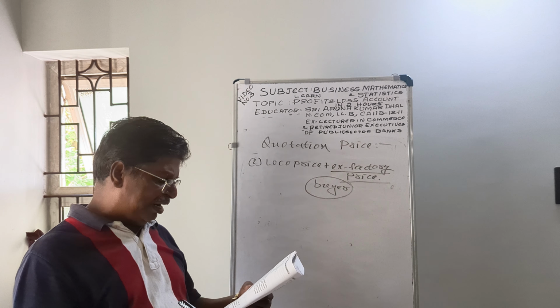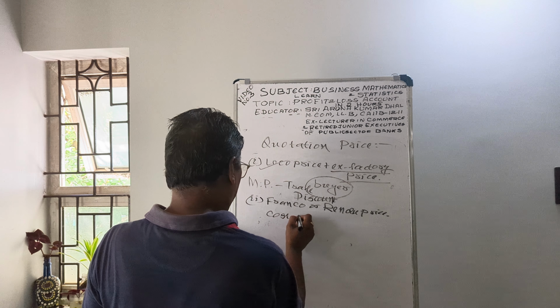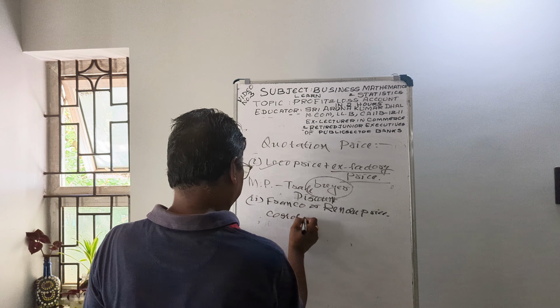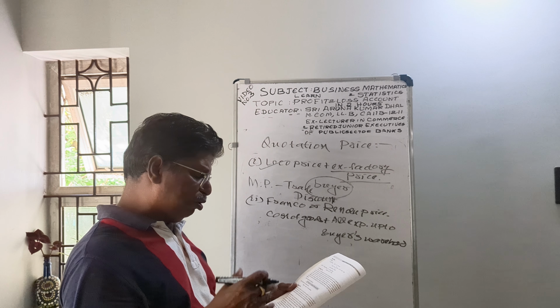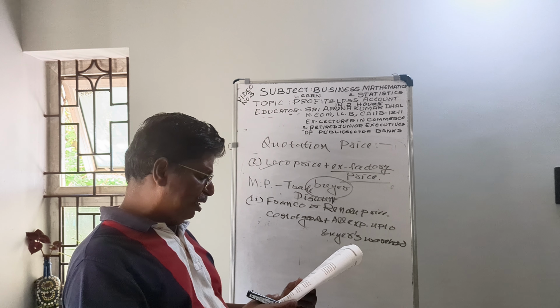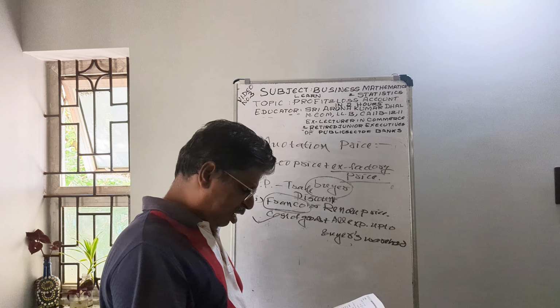This franco price includes cost of goods plus all expenses up to the buyer's warehouse. So the price includes all charges, after landing the goods, paid by the seller. This includes all charges, including the customs duty, loading charges, and carriage to the buyer's godown. The buyer normally prefers franco price. If the buyer prefers franco price, he has nothing to do, only he will pay and he will get the goods at his door or godown.